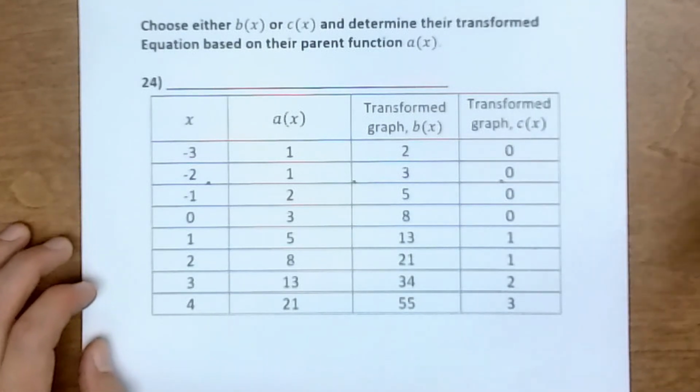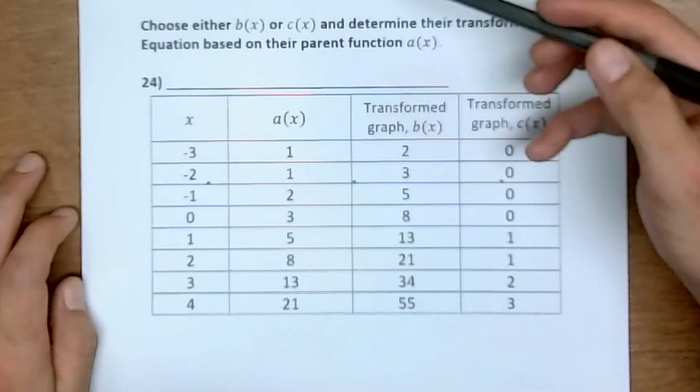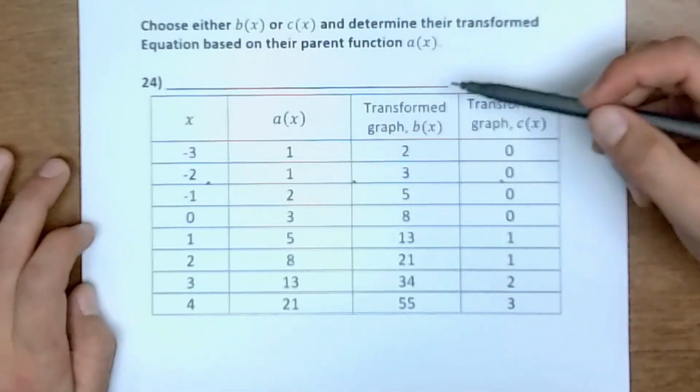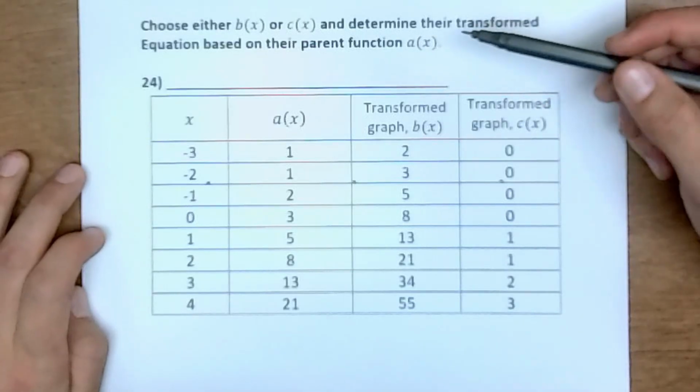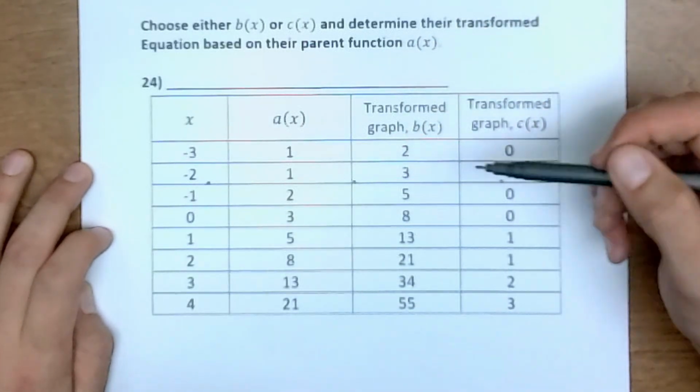Let's go ahead and talk about the next question. This is actually one of the really tricky types of transformations. So our instructions tell us to choose either b of x or c of x and determine their transformed equations based off of their parent function a. A, B, C is just how we organize them.